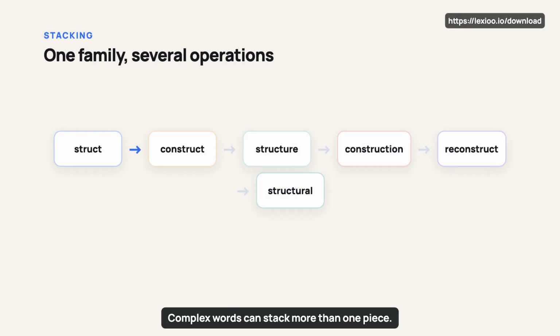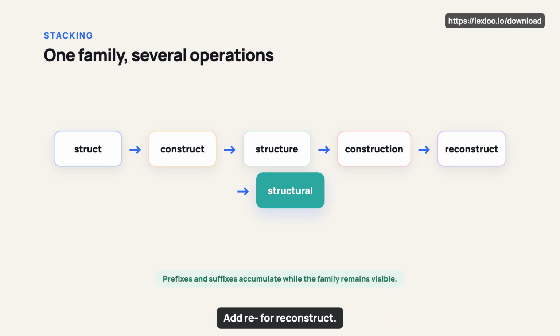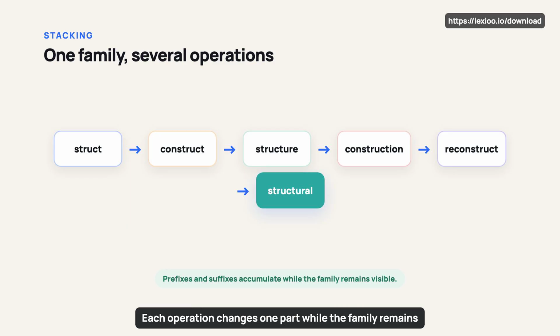Complex words can stack more than one piece. Start with struct, a family element connected with building. Trace construct, then structure. Add a noun-forming ending for construction. Add re for reconstruct. Add al for structural. Each operation changes one part while the family remains visible.